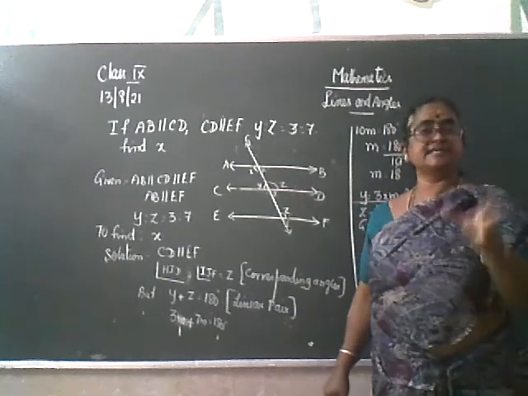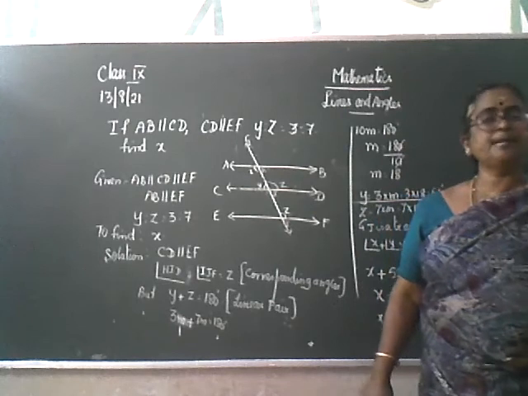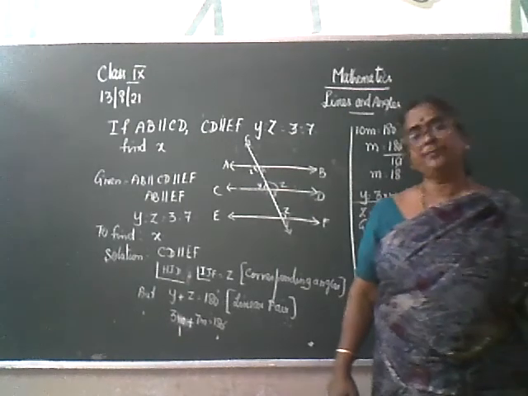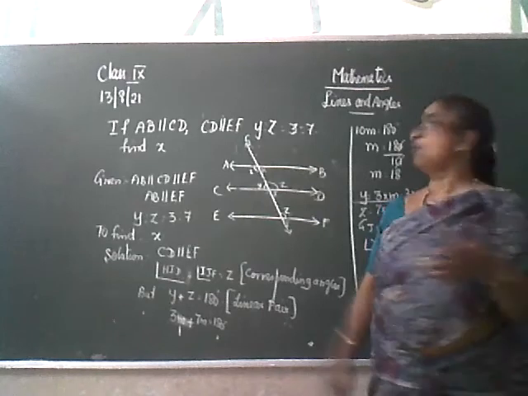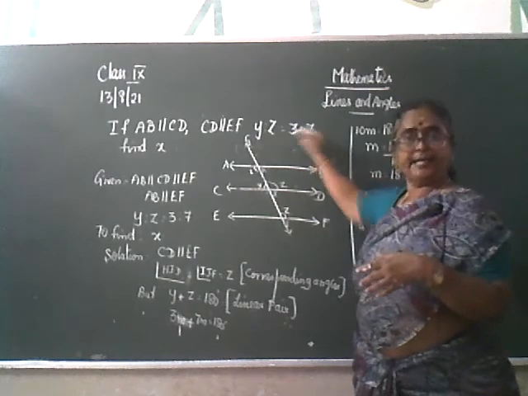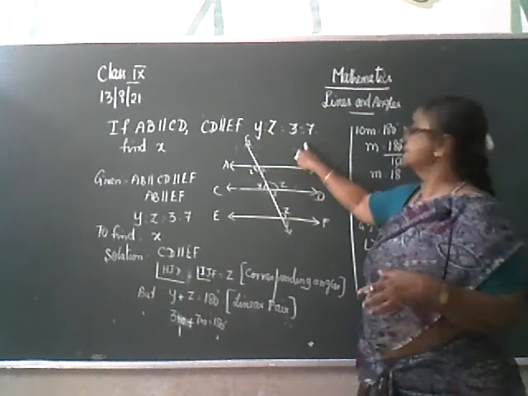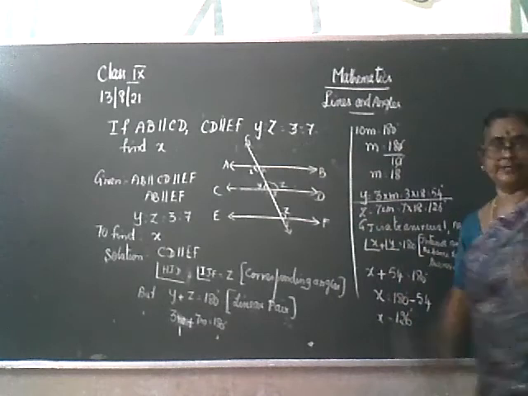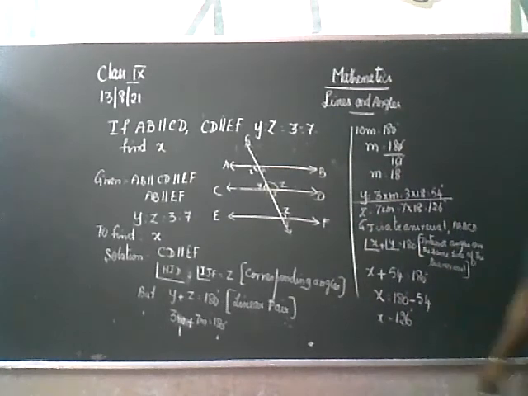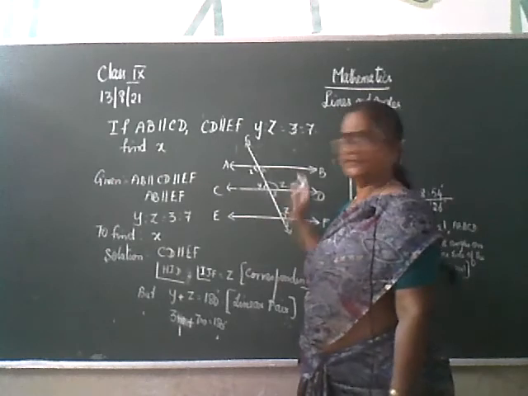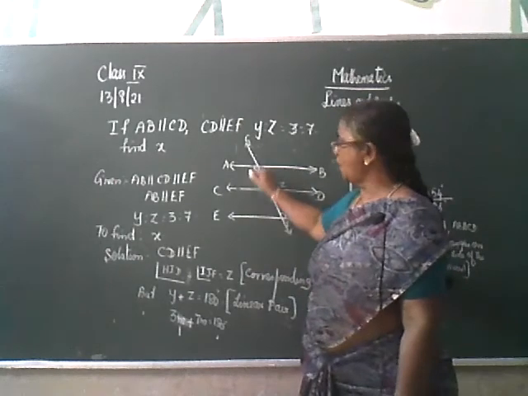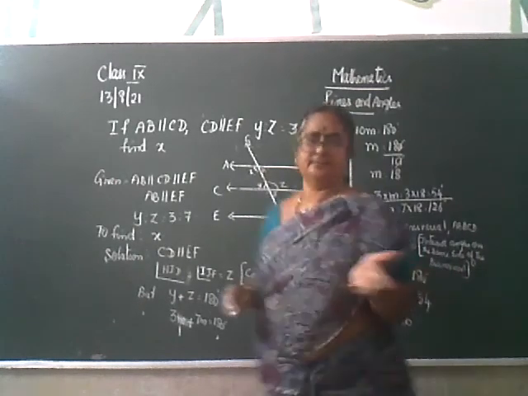So 3 plus 7 is 10. So 10m is equal to 180. M is equal to 180 divided by 10, that is 18. So now I got y is 3 into 18, 54. Then z is 7 into 18, 126. So we got z. Now I want x, not y and z.